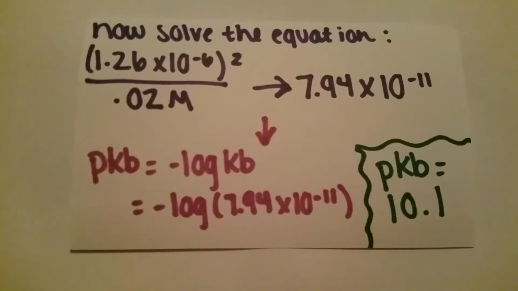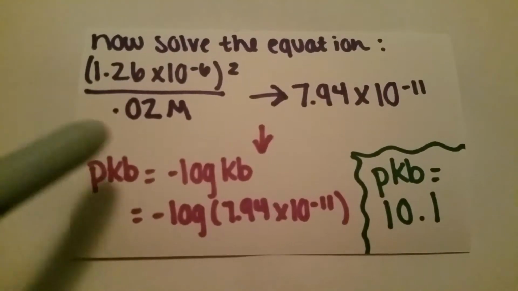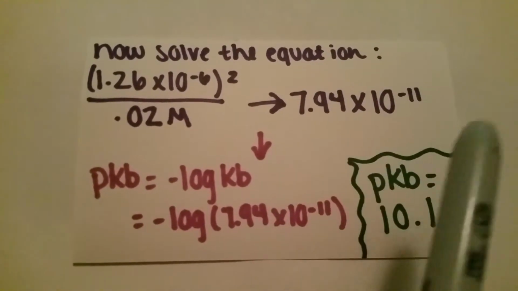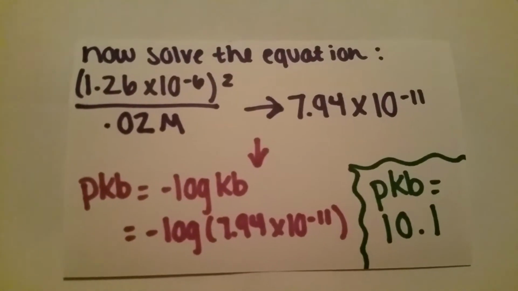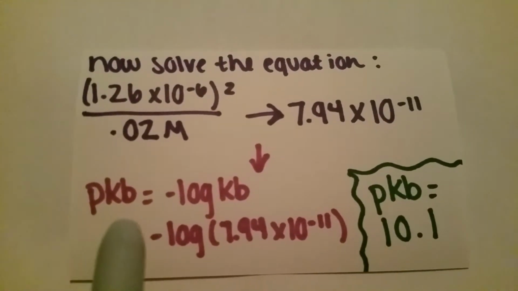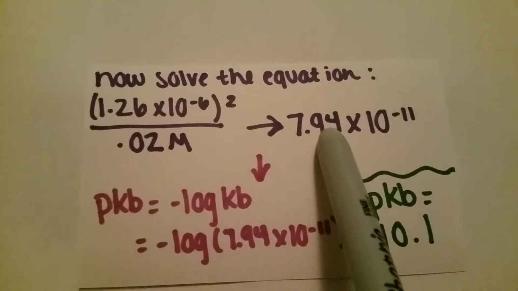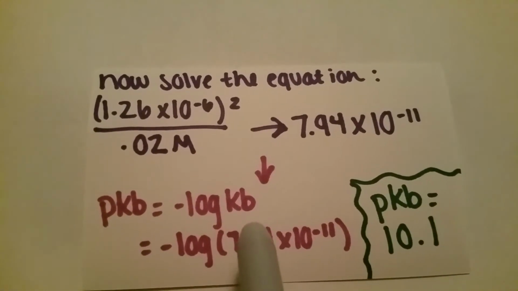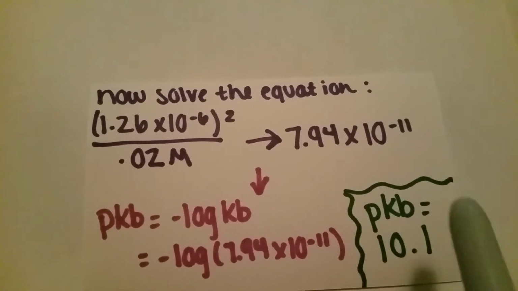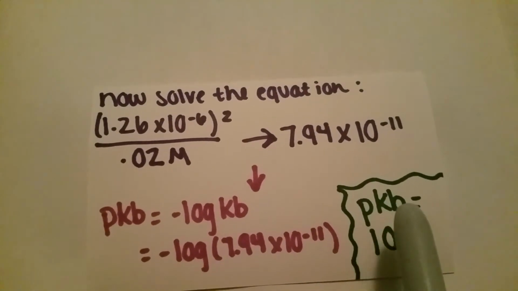We can now solve our equation and find pKb. So 1.26 times 10 to the negative 6 squared over 0.02 is equal to 7.94 times 10 to the negative 11. Now we have our Kb value, but we need to find our actual pKb value by doing pKb is equal to negative log of Kb. This is our Kb value. So we would do negative log of 7.94 times 10 to the negative 11. So once we do this, we find that our final pKb is equal to 10.1. Remember that when we are talking about pKb, we are talking about bases.